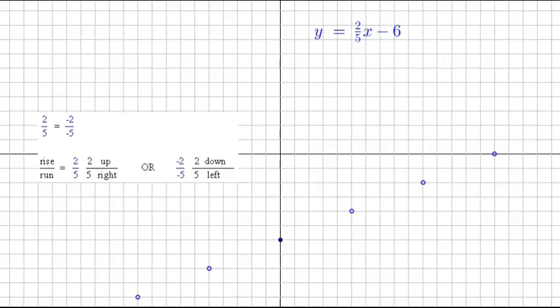So the two parts of this equation, the slope and the intercept, tell us the two important things that we need to know. First, the intercept tells us where to start, in this case at -6, and the slope tells us where to go from there. Either up 2 and 5 to the right, or down 2 and 5 to the left.